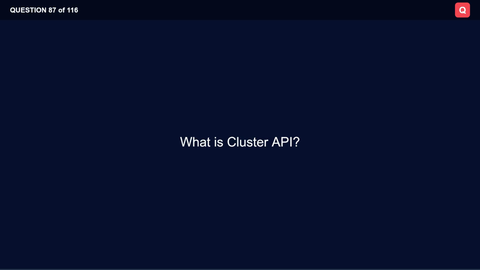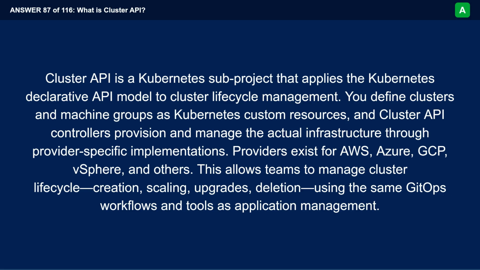What is Cluster API? Cluster API is a Kubernetes subproject that applies the Kubernetes declarative API model to cluster lifecycle management. You define clusters and machine groups as Kubernetes custom resources, and Cluster API controllers provision and manage the actual infrastructure through provider-specific implementations. Providers exist for AWS, Azure, GCP, vSphere, and others. This allows teams to manage cluster lifecycle, creation, scaling, upgrades, deletion, using the same GitOps workflows and tools as application management.